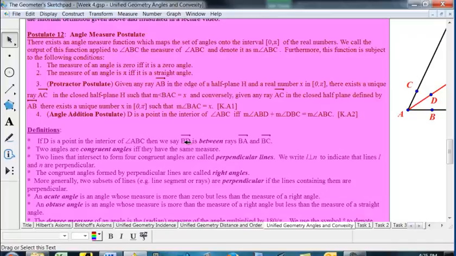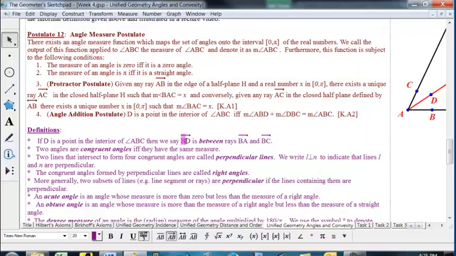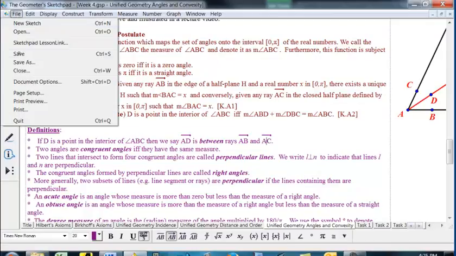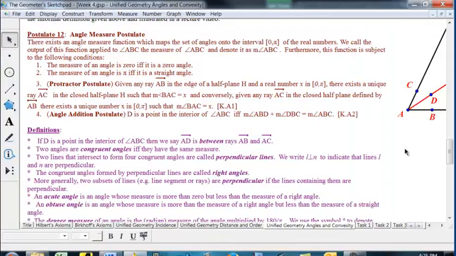Let me go ahead and say AD is between AB and AC, so it'll match the picture. Okay, so the same picture matches there. We say two angles are congruent angles if and only if they have the same measure. Two lines that intersect to form congruent angles are called perpendicular lines.